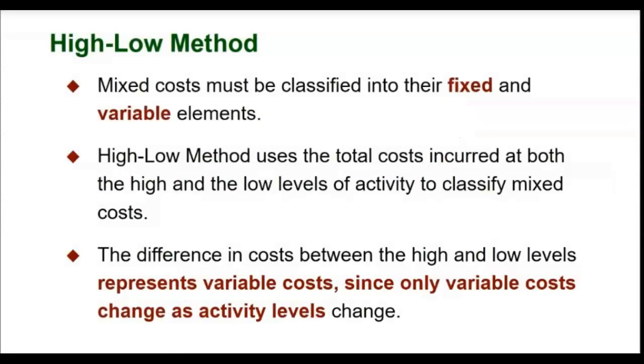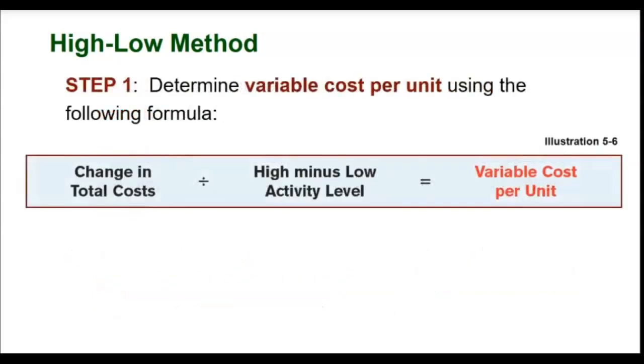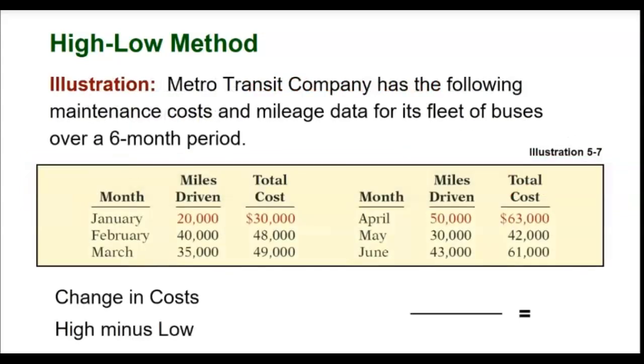So we use the high-low method here. We say the difference between the high activity and the low activity, the difference in the cost is related to the variable costs because the fixed will remain the same. Let's take a problem. The formula here is the total change in cost divided by the change in activity between the high and the low will give me my variable cost per unit.